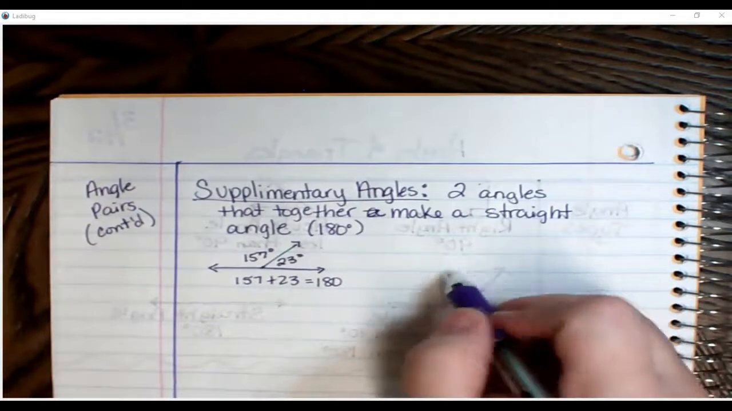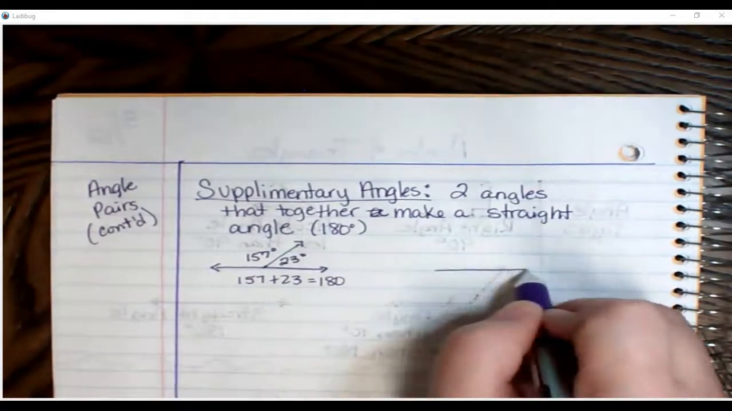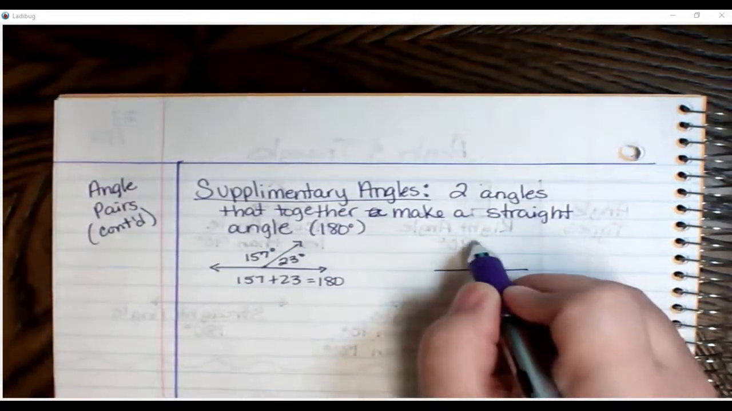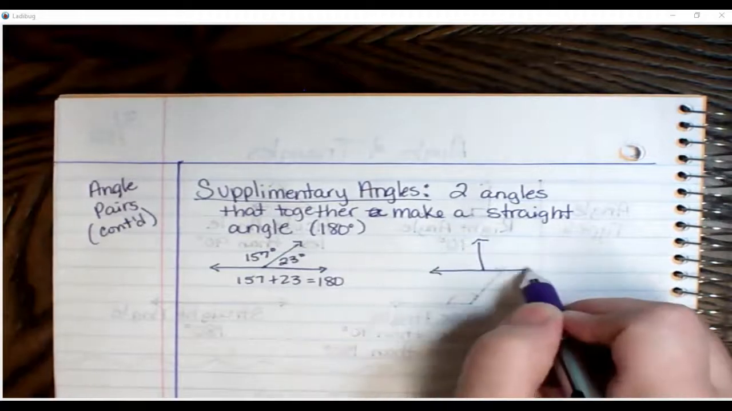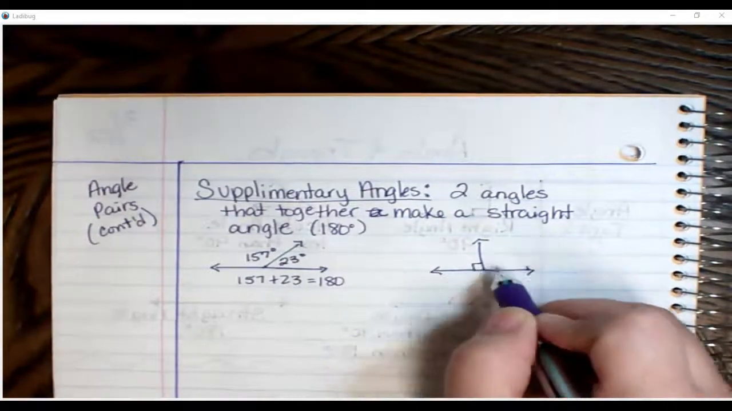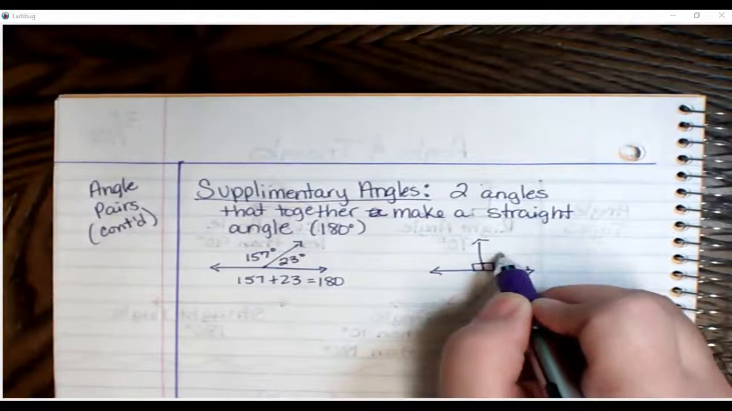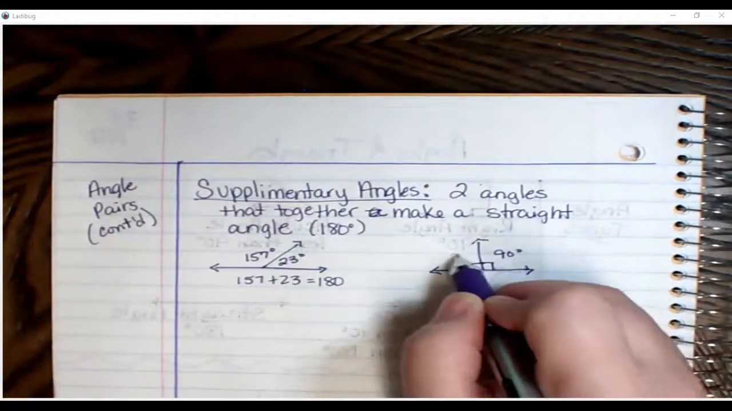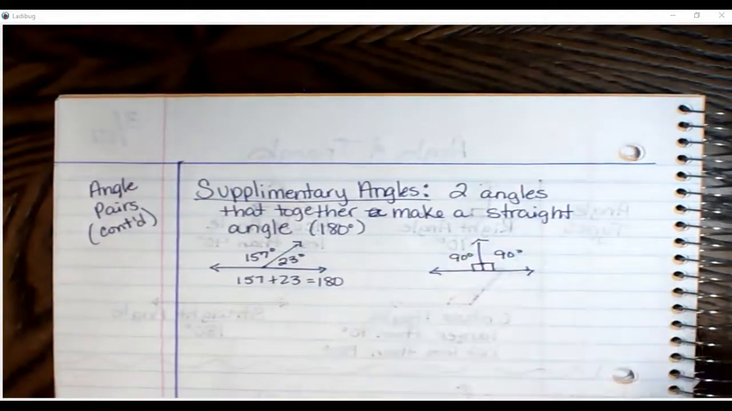I could also have a straight angle that is cut in half perpendicular. So I have a right angle here and a right angle here. Each angle is 90 degrees. Again, 90 plus 90 is 180.